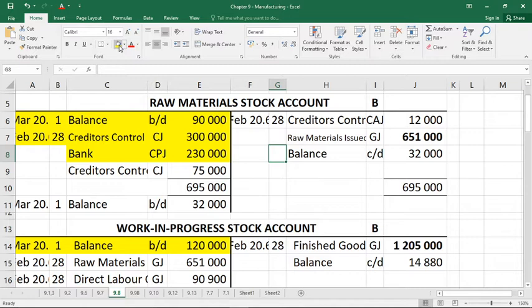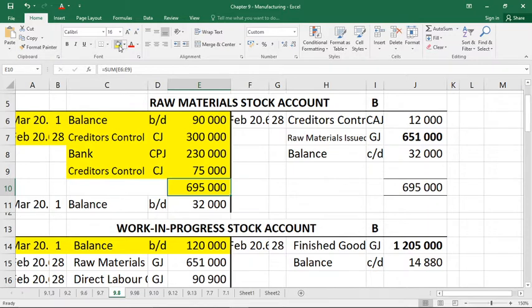The next adjustment, number 3, carriage on raw materials amounting to 75,000 was incurred on credit. If you're paying for delivery of the raw materials to get to you, you add it to the cost of your raw materials. So there is your creditors control, because we paid for this delivery on credit, CJ and 75,000. For now, that's all that's going on our debit side, so we can actually total that debit side and put 695,000.